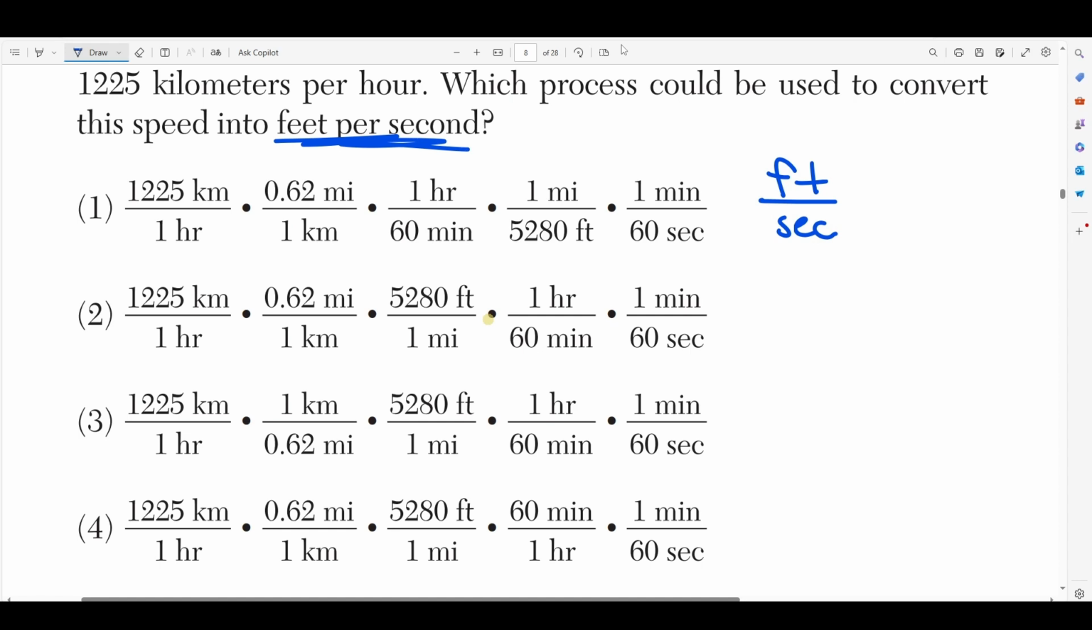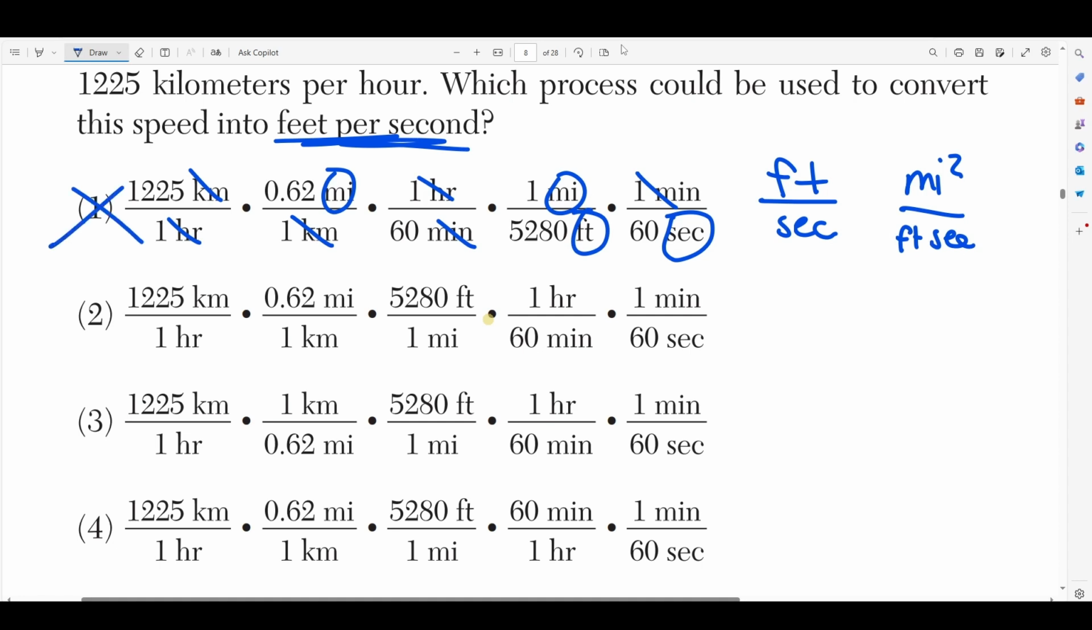So let's see. Here you have kilometers on top, kilometers on bottom. These two cancel out. Then you have miles on top, right? But then, oh, here you have hours on bottom and hours on bottom. So those two cancel. And you have minutes on bottom, minutes on top. That cancels, right? So in the end, on the bottom, you're left with seconds, which is what we need. Now we need feet on the top. But here you have miles times miles. So on the top of your function, you have miles squared divided by feet second. This is not feet per second, right? So this is not correct.